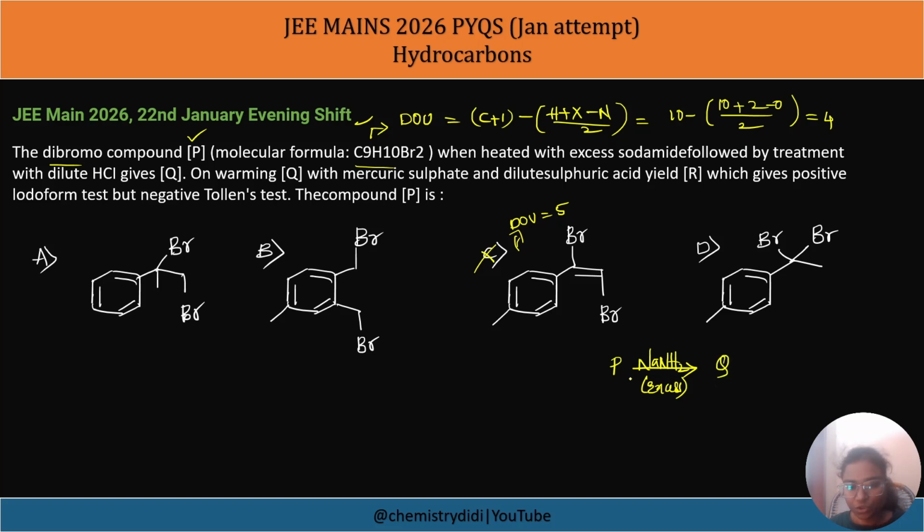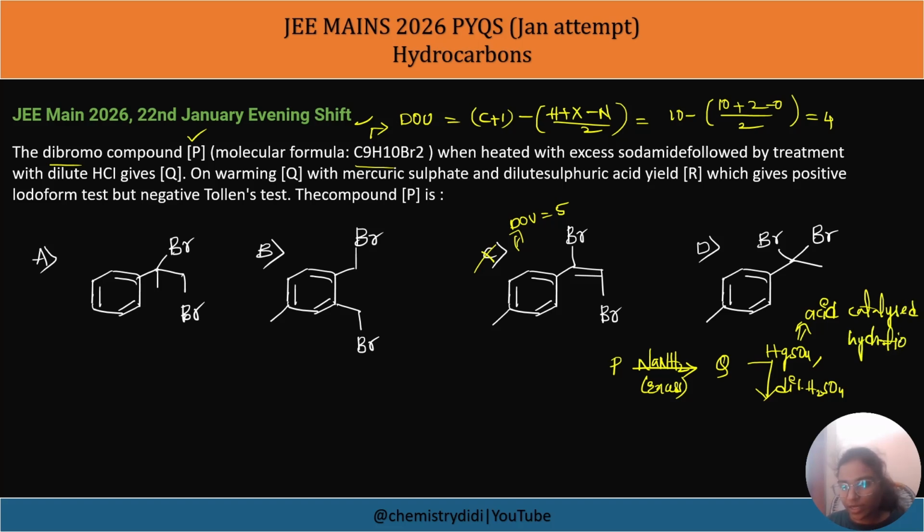Okay. So now what they have done over here is, to the compound Q, they have treated it with HgSO4 in the presence of dilute sulfuric acid, meaning dilute H2SO4. So this is an acid catalyzed hydration.